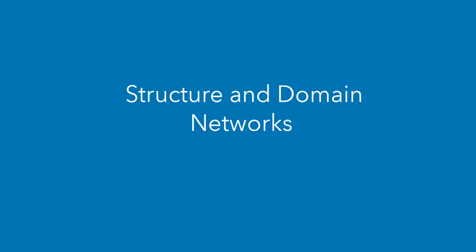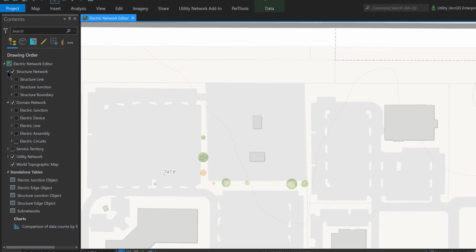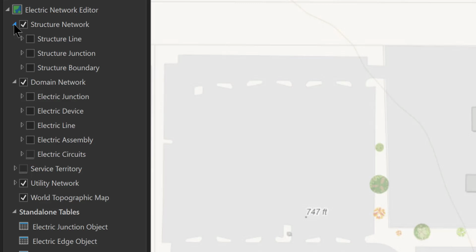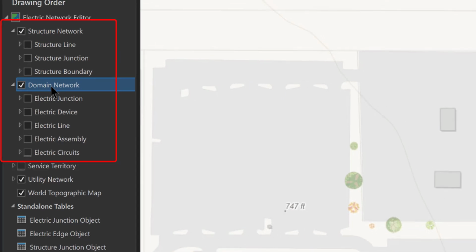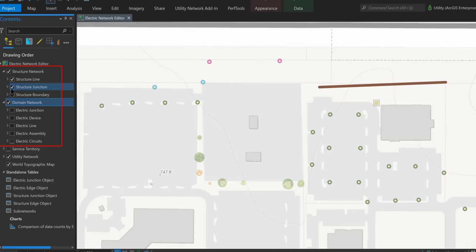The structure and domain networks are two of the building blocks of the utility network. As the name implies, the structure network is used to model the structural features that support the various types of the utility features, while the domain network contains features through which resources are being delivered. The structure network is made up of structure lines, such as this trench, structure junctions, like poles and manholes, as well as structural boundaries, such as this substation or switchgear boundary.